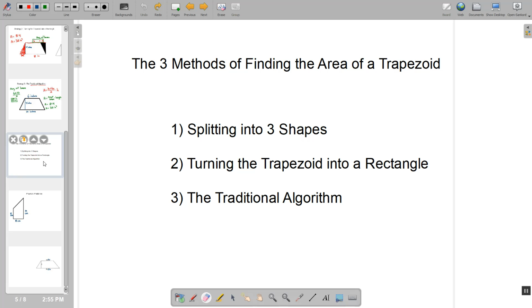So just splitting up. Number two is turning the trapezoid into a rectangle. That's the method my wife really likes. And then the third one is going to be the traditional algorithm. And we should be getting the same answer all three ways.